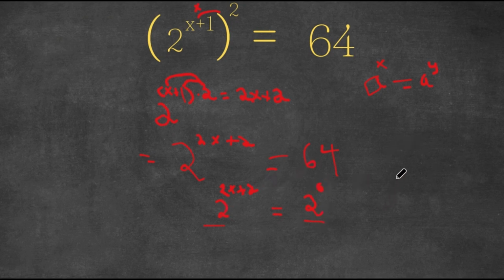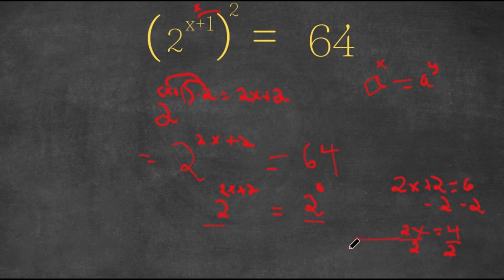So now we could just ignore these bases and make our equation right here: 2x plus 2 equals 6, and we're solving for x. That's what we wanted to do all along. So we're going to first subtract 2 on both sides to isolate x. So we have 2x equals 6 minus 2, which is 4. And now we're going to divide by 2 on both sides.